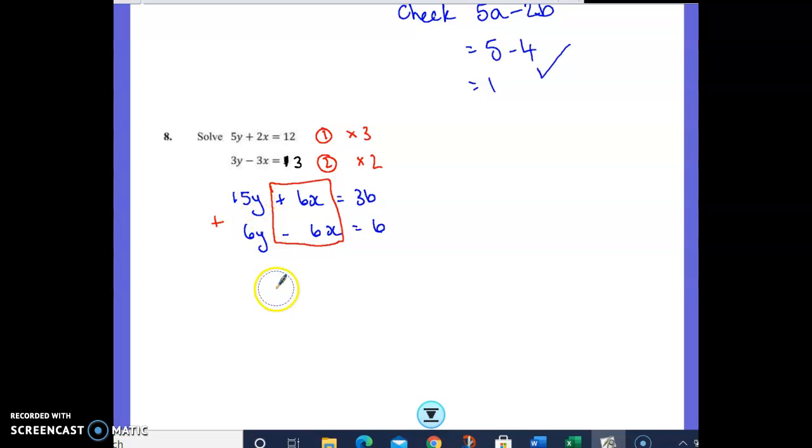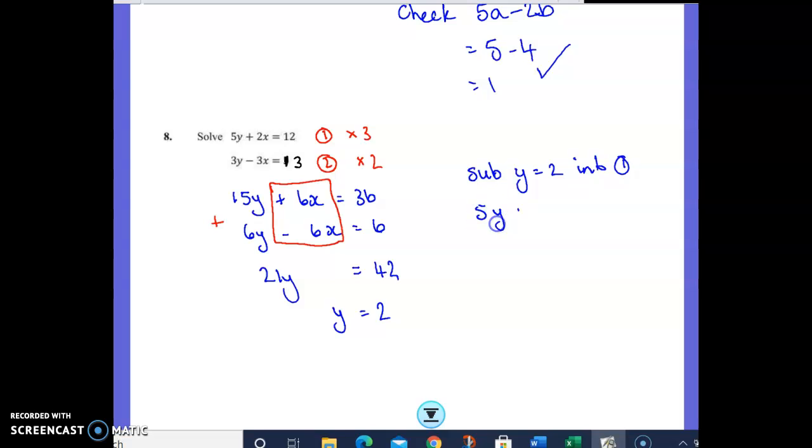Okay, 15y add 6y, 21y, 6x minus 6x, that cancels out, that's good, that's what I want. 36 add 6 is 42. So 21y is 42, then y is 2. Let's sub y equals 2 into equation 1.